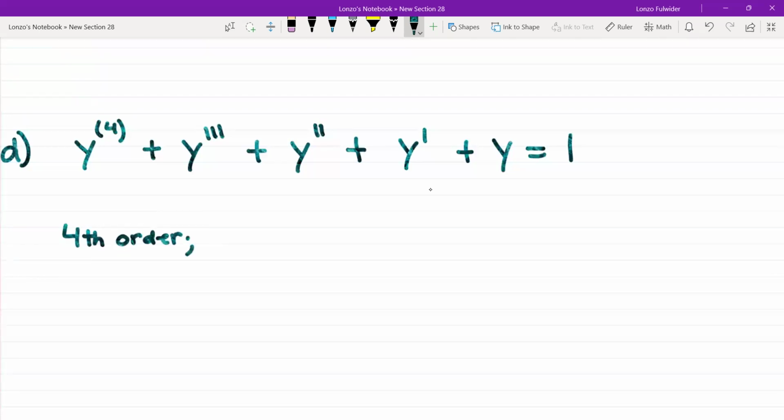And is this linear or not? This has a coefficient of 1, so check mark. This has a coefficient of 1, check mark. This has a coefficient of 1, yes. This has a coefficient of 1, yes. This has a coefficient of 1, so yes. This is a constant, and constants are fine. So this means that it is linear.